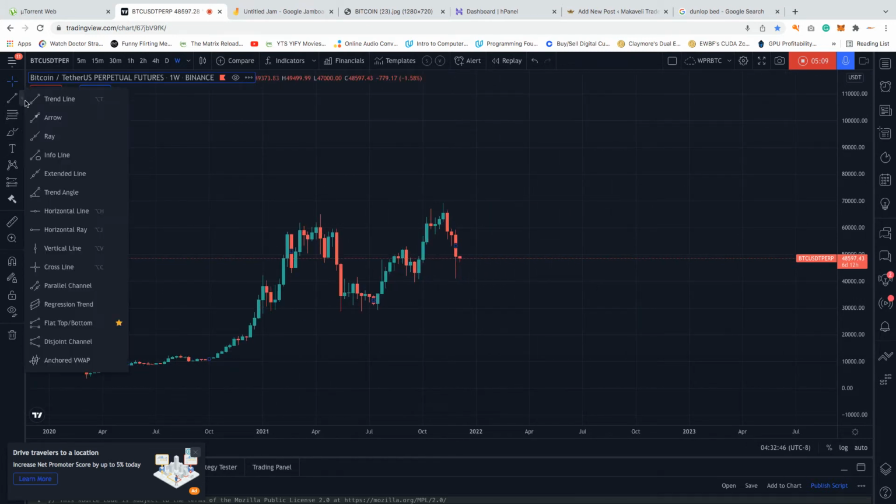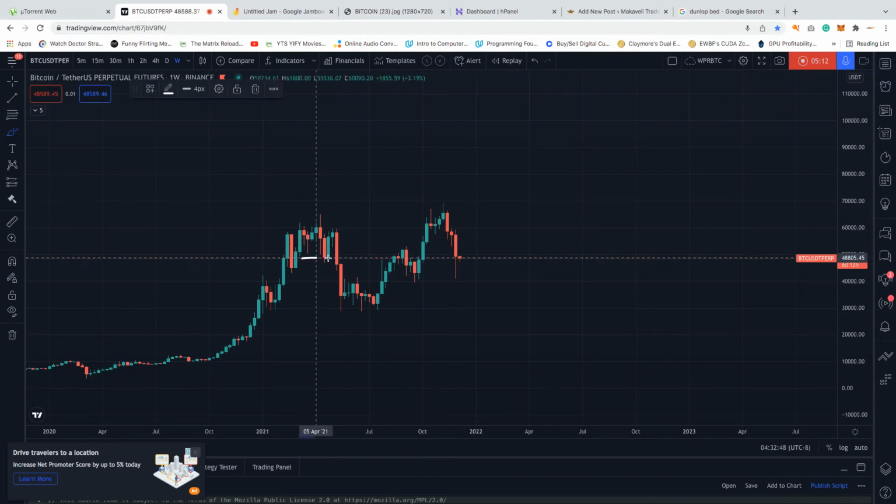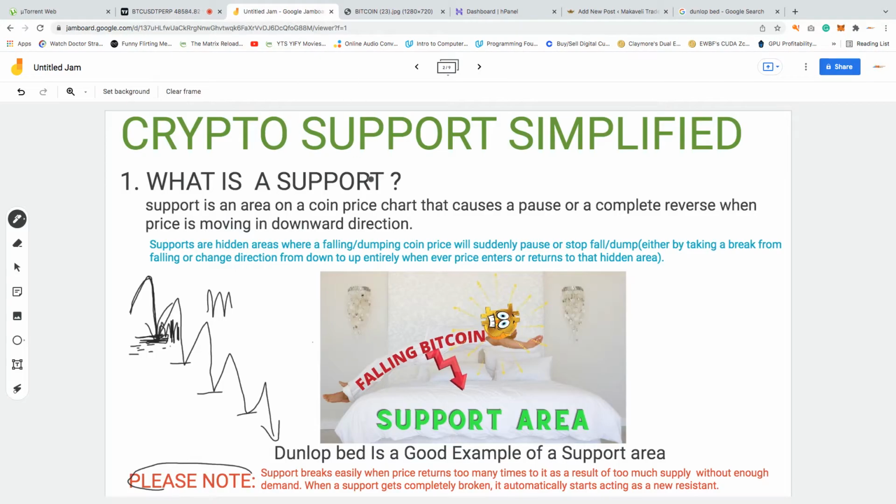So you can see that in this area there was a support. You can see the last time it returned there was a bounce, right? But when it returned, it broke it the next time. So too many hits on the support always comes this breakdown. So that is support for you.